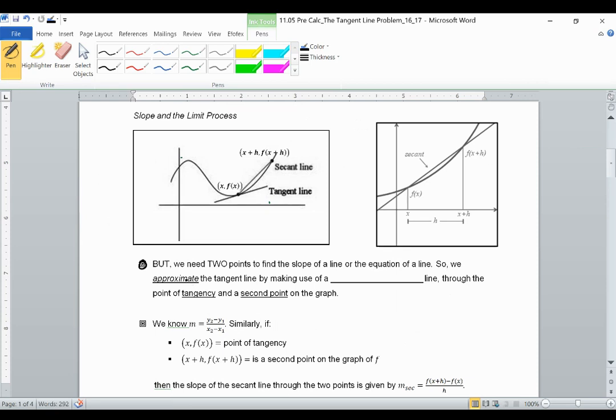So to approximate the tangent line, we're going to make use of a secant line. And again, you'll remember from geometry, if you have a circle and a secant line, your line is going to cut through that circle 2 times. So if we take the point of tangency and then another point somewhere on that curve, then we'd have 2 points making up our secant.